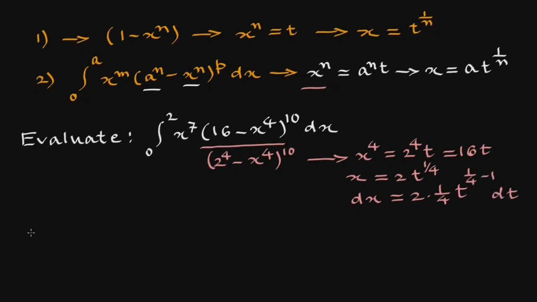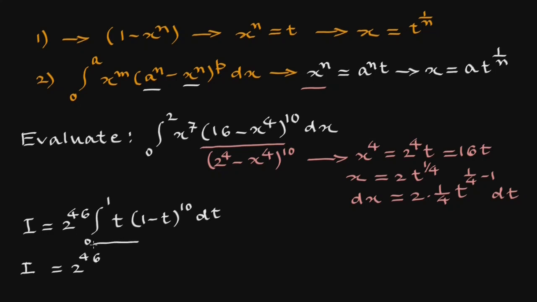So working further, as usual, we get 2 raised to 46 integral from 0 to 1 of t into (1 minus t) raised to 10, which finally becomes 2 raised to 46 times the beta function B(1 plus 1, 10 plus 1), that is B(2, 11).